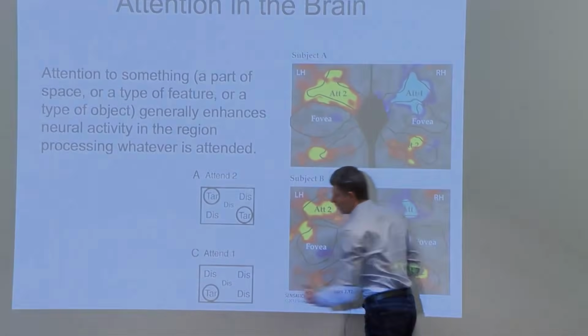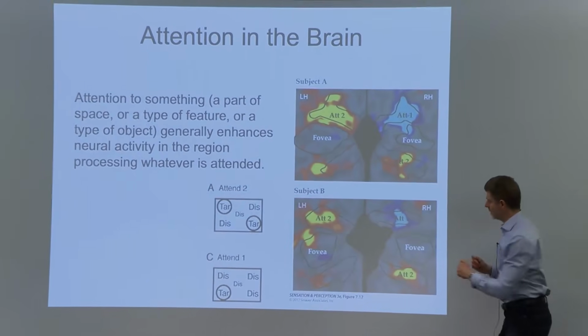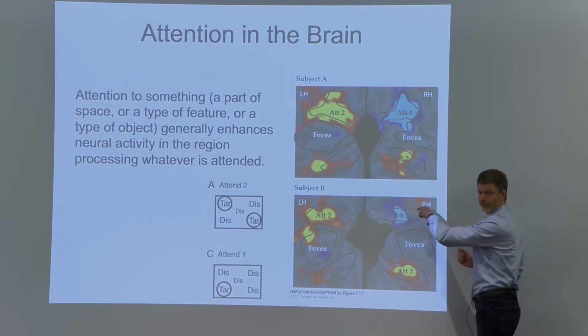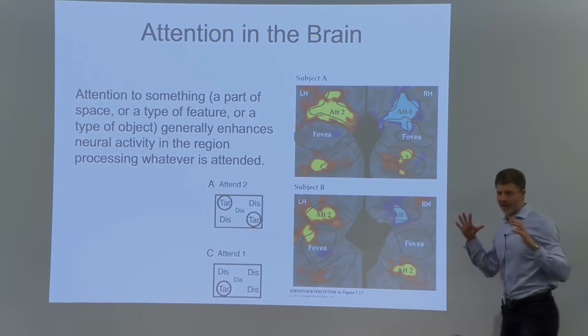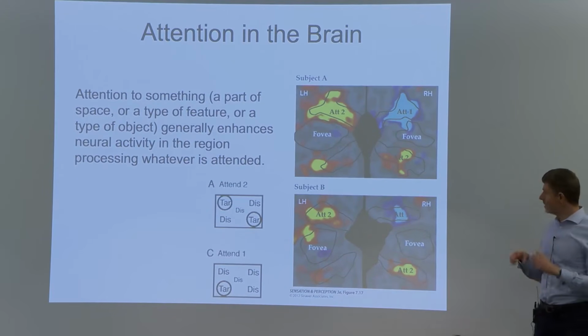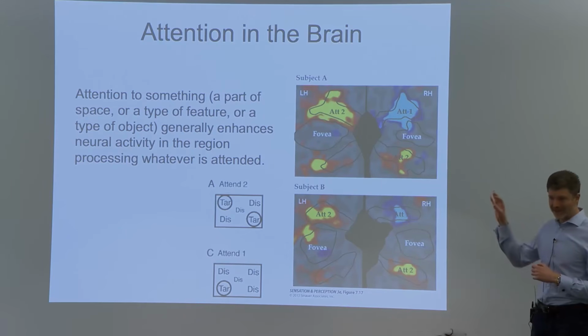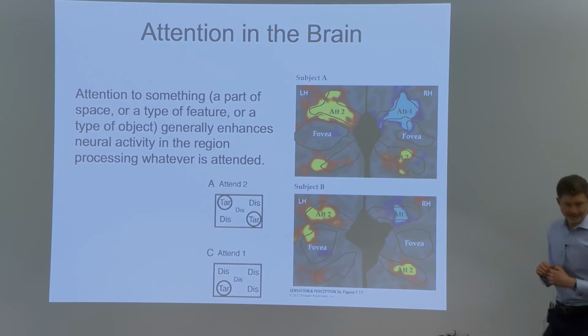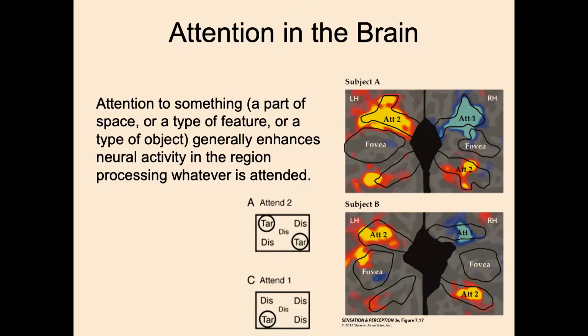And then in this case, where there's just this one location that you're attending, the blob is up here. Okay. All right, so in this case, you're getting these spatially specific increases in response to attending to particular locations. Okay. All right, so that's one example.